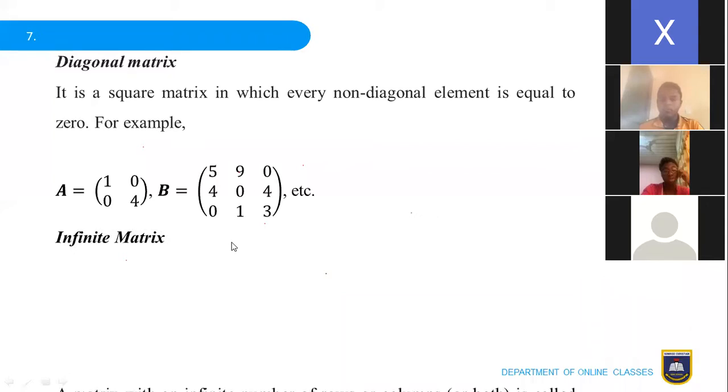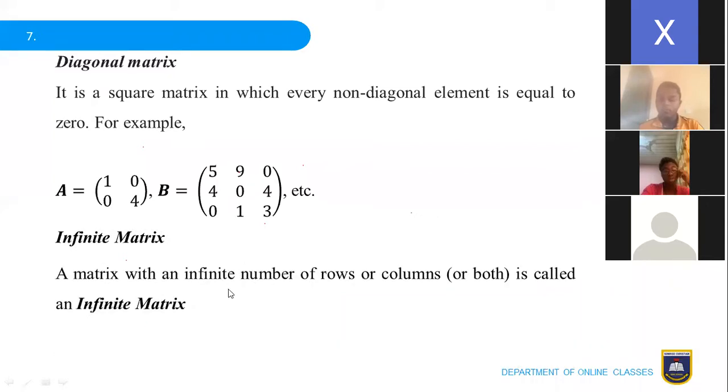Infinite matrix. A matrix with an infinite number of rows or columns, or both, is called an infinite matrix. So these are some of the definitions that we need to know as far as our matrices is concerned.